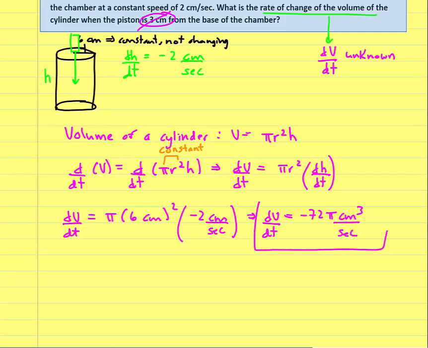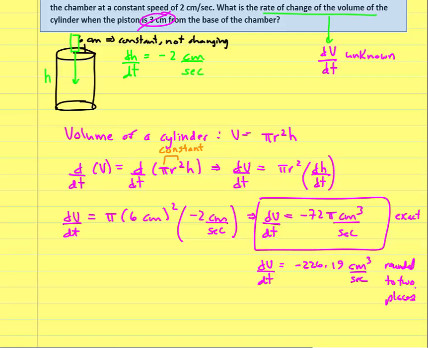Now this makes sense to have centimeters cubed because I'm talking about volume, and volume is three-dimensional, so centimeters cubed makes sense here. Now if I was trying to find a decimal approximation, so this would be my exact solution. If I was trying to find a decimal approximation, we could say that dV/dt then would equal -226.19, and this would still be centimeters cubed per second, but this would be our rounded to two places. So you always have to look at the directions to see exactly what solution they're looking for. Are they looking for an exact solution or a rounded solution?